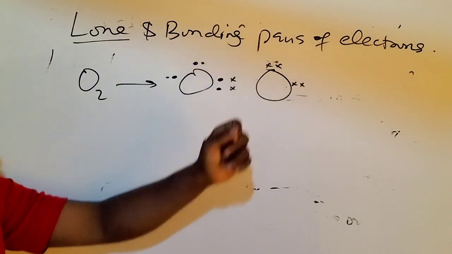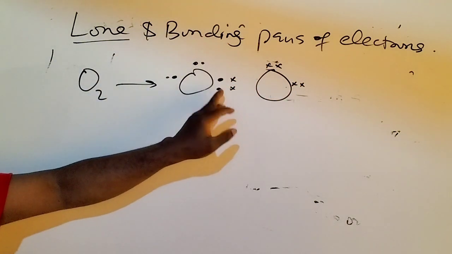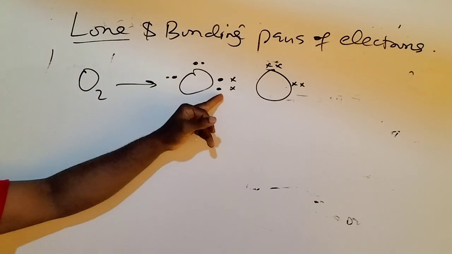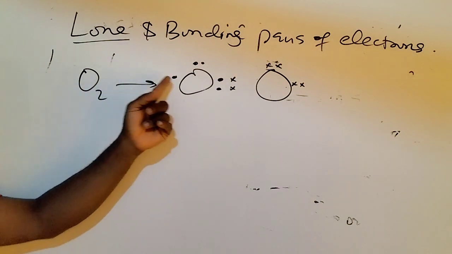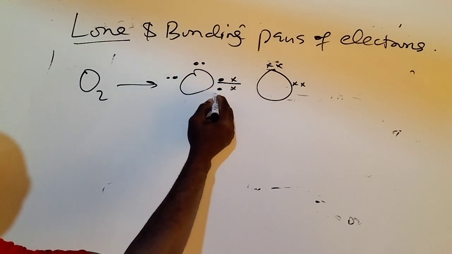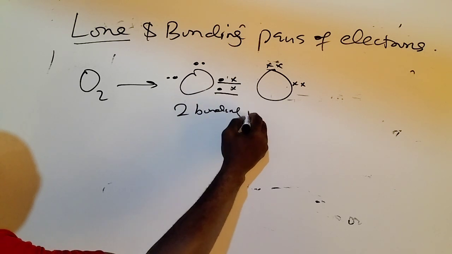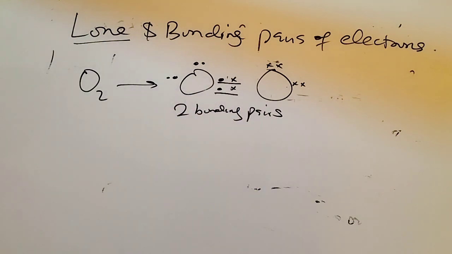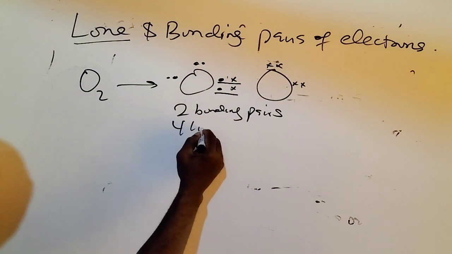In a covalent bond, the electrons shared belong to both of them. So 2, 4, 6, 8, octet state certified. Now, looking at this oxygen molecule, it consists of 2 atoms joined together. How many bond pairs are in the oxygen molecule? These are the shared pairs, one pair and another pair. So the oxygen molecule has 2 bonding pairs. Then how many lone pairs are in the oxygen molecule? 1, 2, 3, 4. 4 lone pairs.